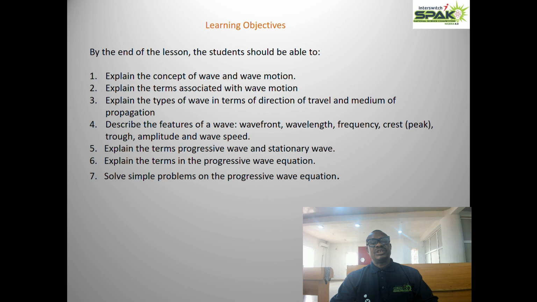4. Describe the features of wavefront, wavelength, frequency, crest, which is as well known as the peak, trough, amplitude, and wave speed. Then we shall move into progressive wave and stationary wave. Then number 6, we talk about the progressive wave equation, to solve simple problems on the progressive wave equation.